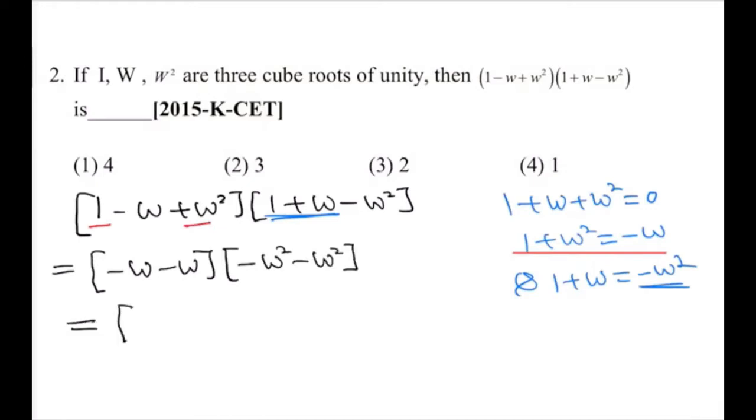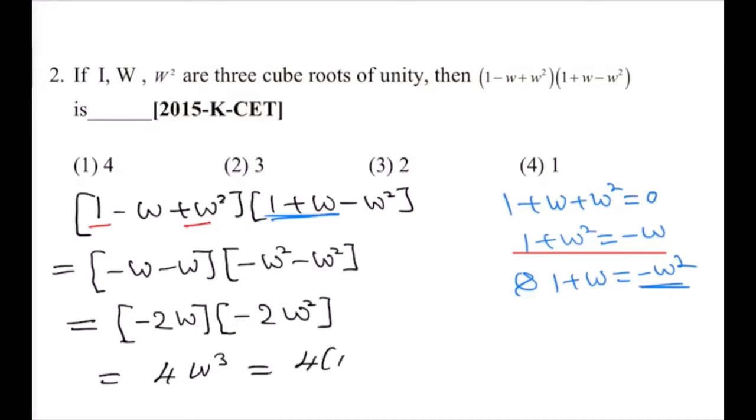That will be minus 2 omega into minus 2 omega square. That becomes 4 omega cube. Since omega cube is 1, you get 4. So the answer is the first option.